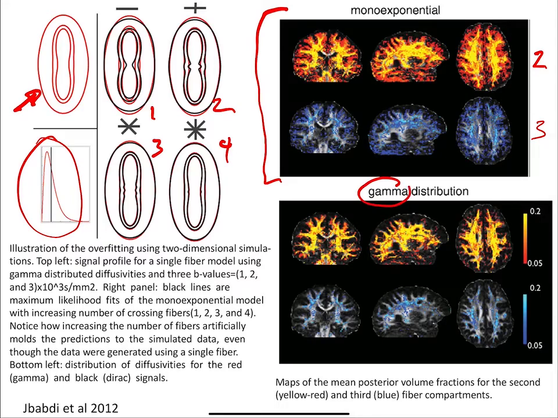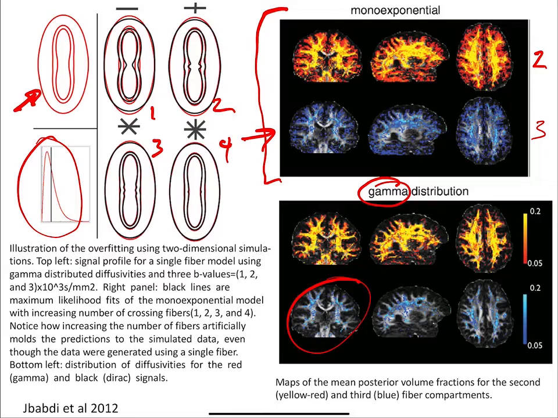If they use what's called a gamma distribution and take into account the fact that there are going to be different diffusion properties, then you can see that the mean volume fraction of voxels that have 3 sticks is much less. Meaning that if you just model it this way, you're going to overestimate how many sticks you have. So that's just another place where, as the field advances, we're getting better and better at estimating what's actually going on in terms of diffusion.